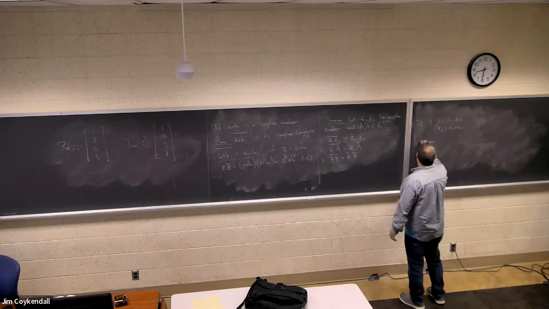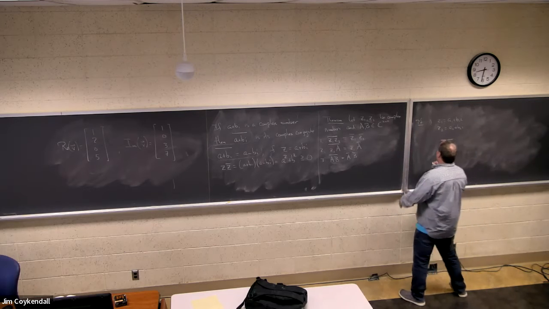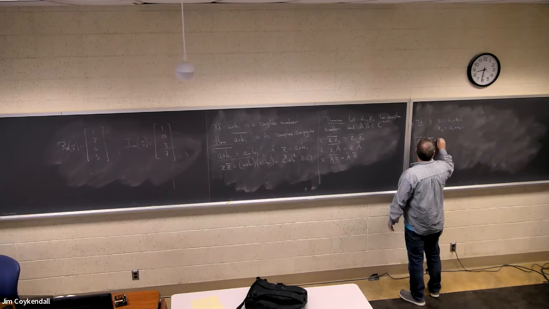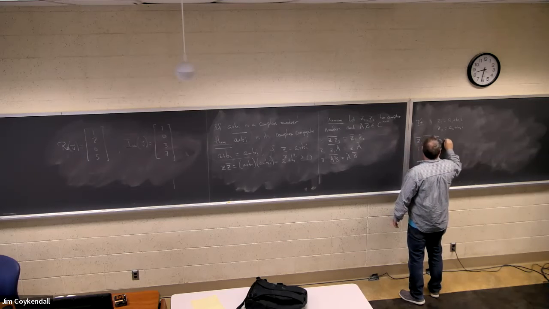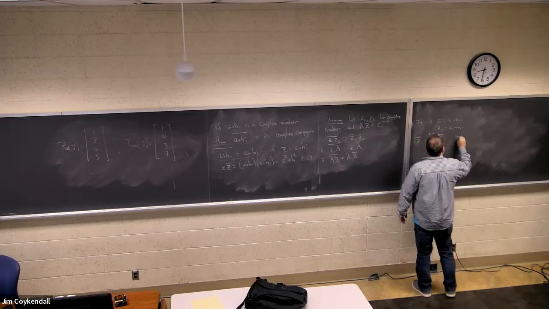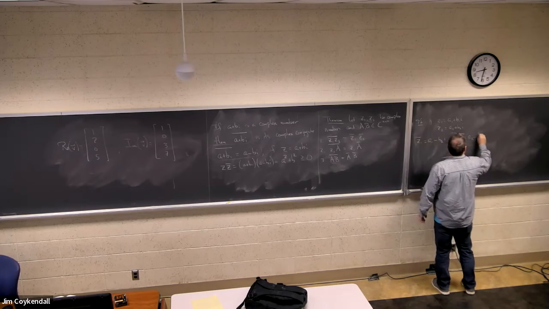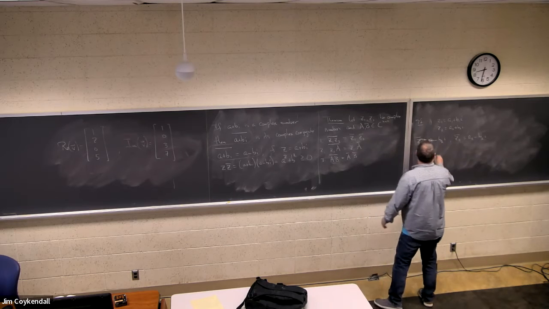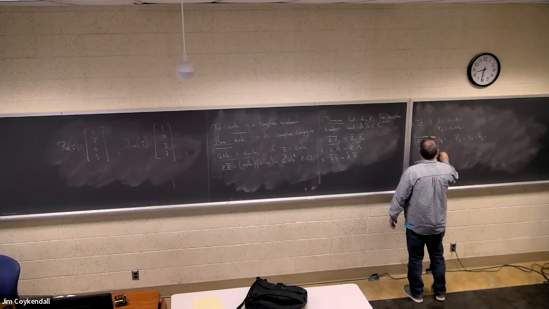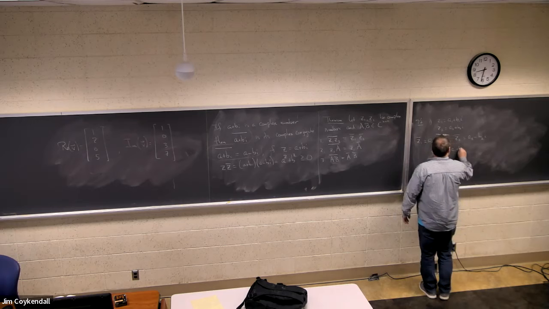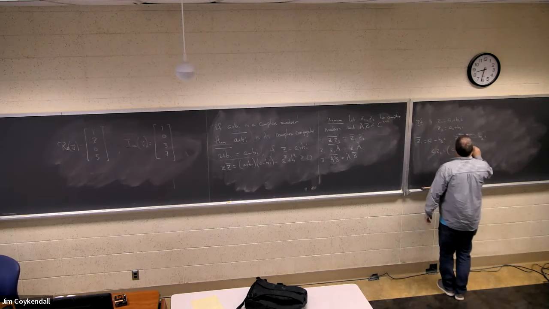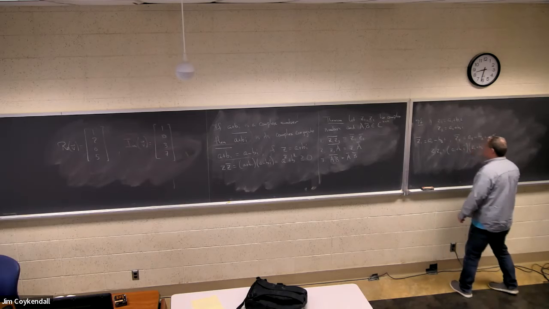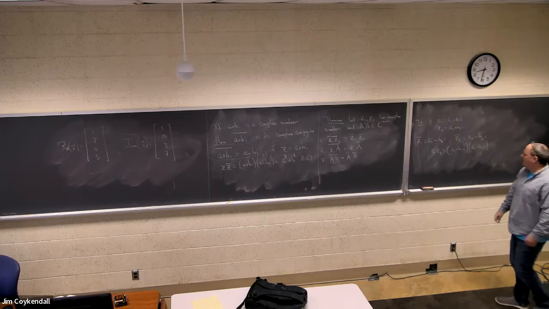Notice that. So let me just list all the players here. Z1 bar is a1 minus b1 i. Z2 bar is a2 minus b2 i. And let's see what else I need. Z1 Z2 is a1 plus b1 i times a2 plus b2 i. And we'll see what happens.